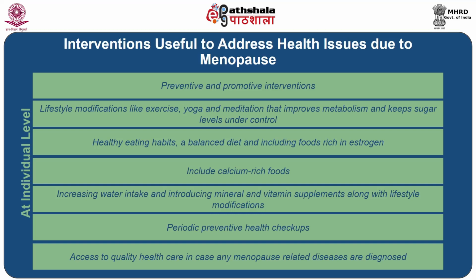Another important thing to remember in these stages is periodic preventive health checkups, which are most important to screen cancers like cervical cancer or breast cancer and other menopause-related metabolic diseases like blood pressure, cardiovascular diseases, etc. Because early detection of a disease is the key to improve the prognosis of the disease. Access to quality health care is important to improve the diagnosis, which will improve the prognosis of the disease.